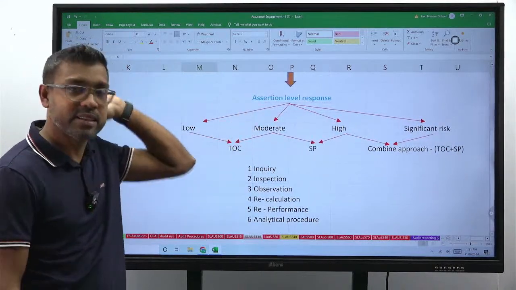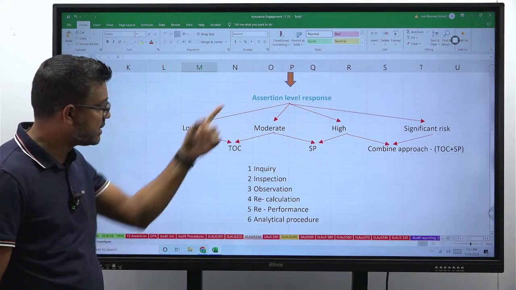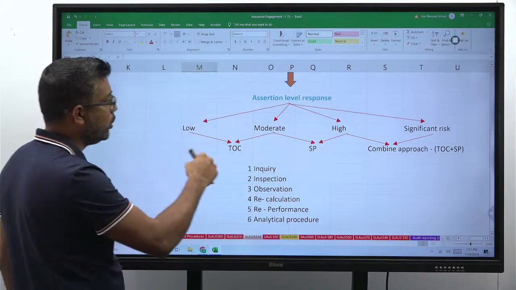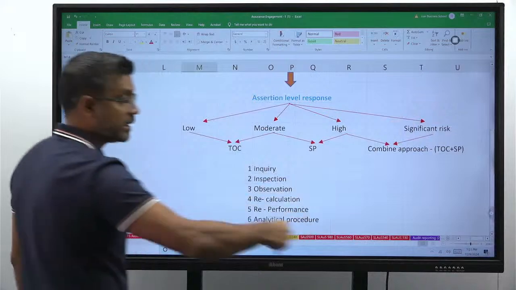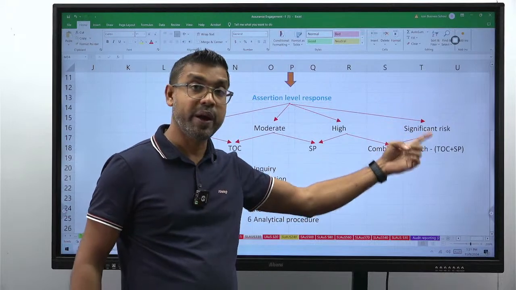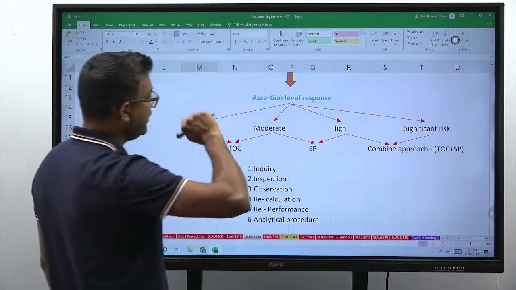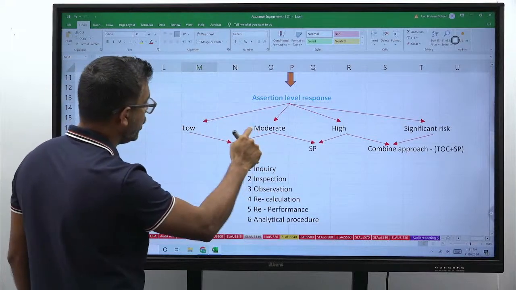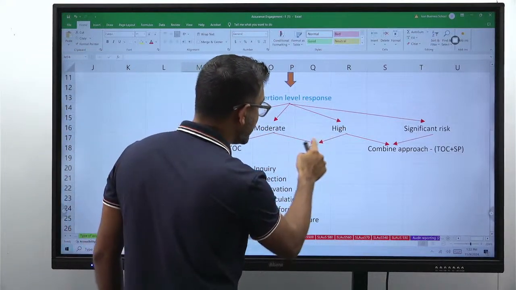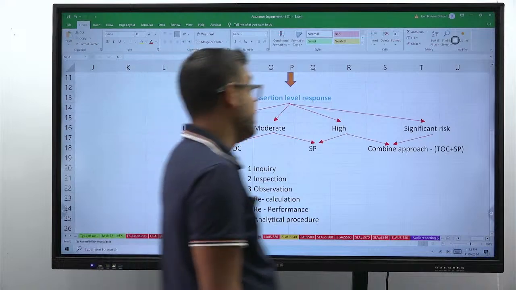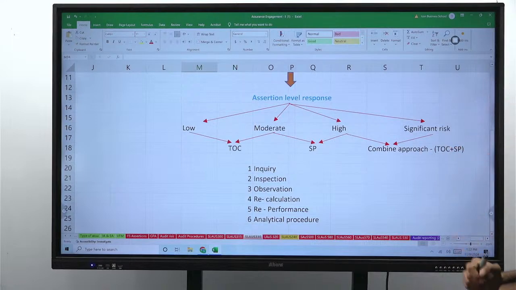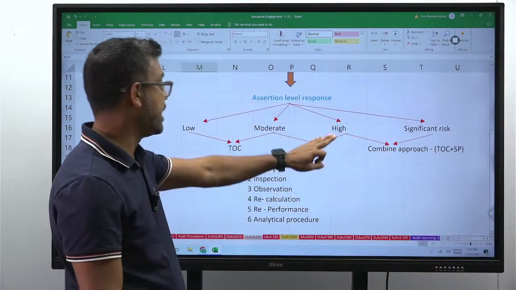But when it comes to particular assertion level risk, the assertion level response is important. That depends on the risk assessment, the assessment you have done in SLAS 315. In SLAS 315, you have assessed some of the risks as low, moderate, high and significant. I explained significant risk: unusual complex transactions that require special audit consideration. The standard gives you a guideline: if the risk is low or moderate, you can be satisfied with test of controls. If the risk is moderate or high, you can be satisfied with substantive procedures. But if the risk is significant, it requires a combined approach, meaning test of controls plus substantive procedures.